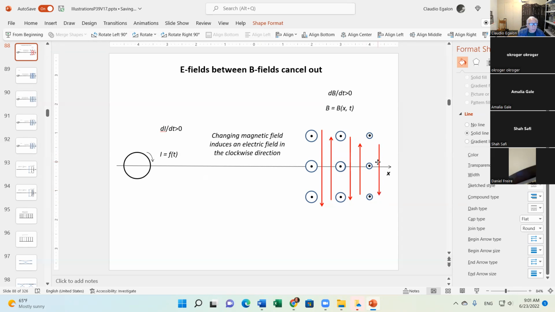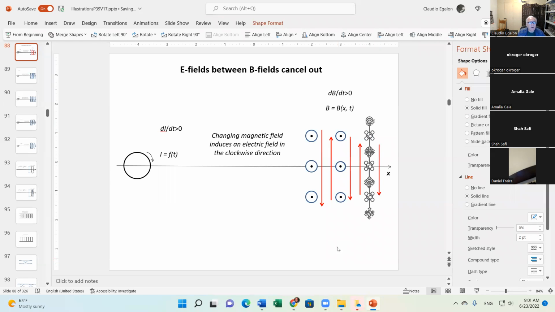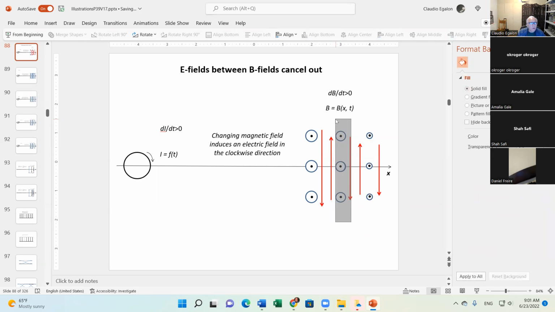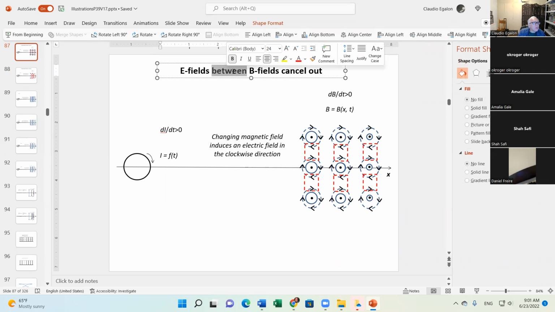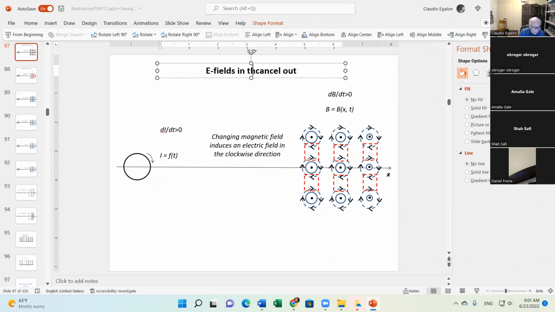Well, the reason is simple, right? If the magnetic fields here are weaker than here, consequently so should be the electric field lines generated by them. That's the reason. If fields in the horizontal direction cancel out. That's a better way.